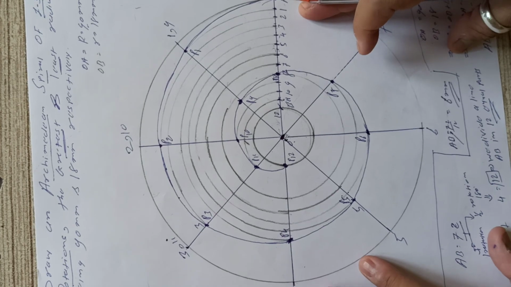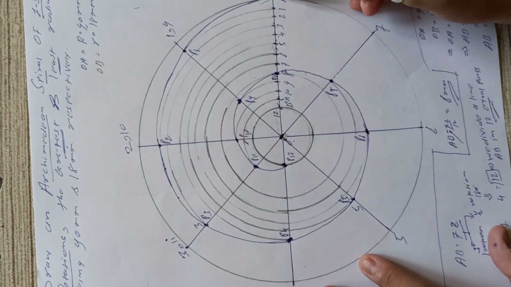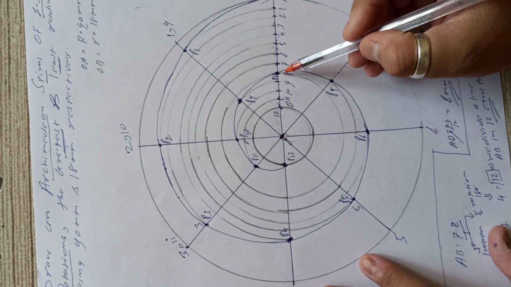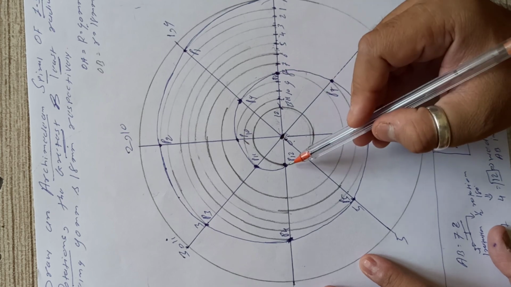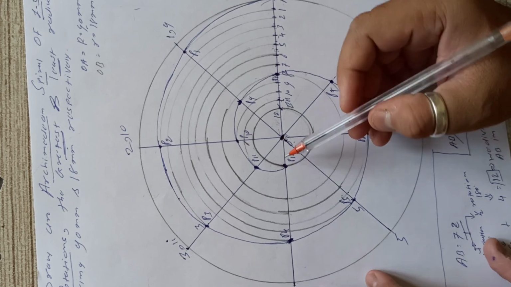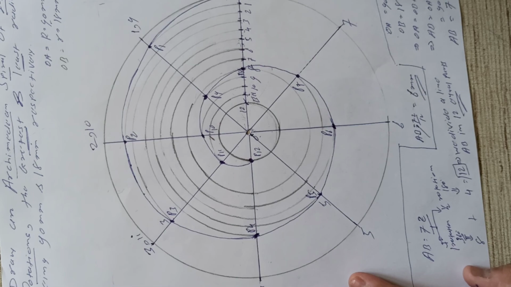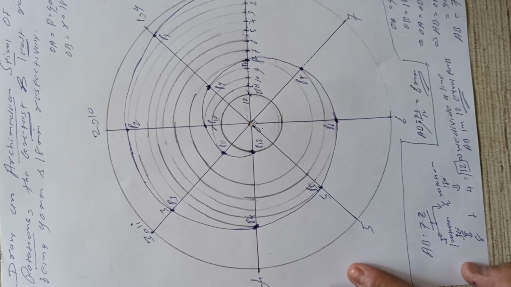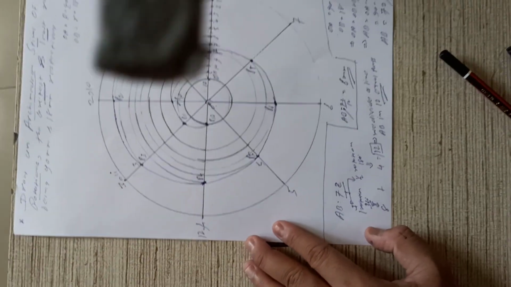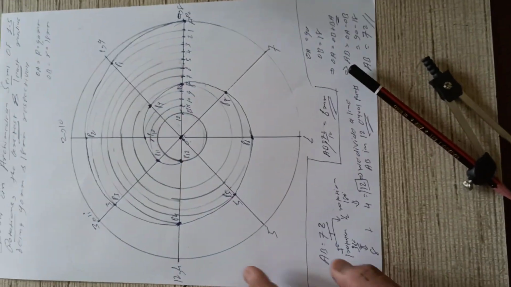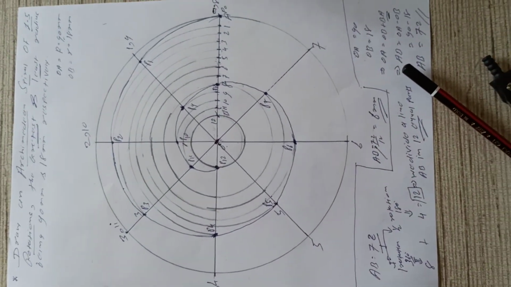And P11 to P12. Clear? This is your starting point, this is your end point for one rotation, and this is your end point for 1.5 rotation. Okay, this is your final answer.